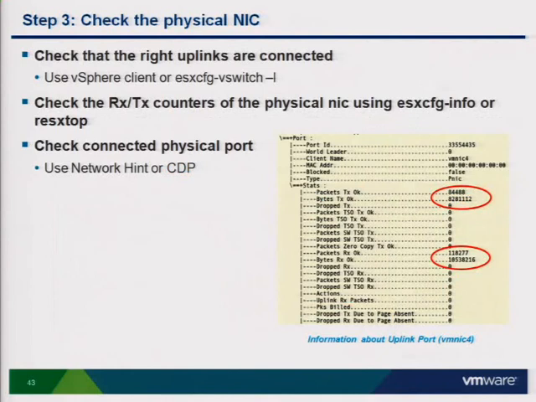So if you've managed to actually be able to talk to a VM on the same host that's connected to the same port group, then obviously you have a problem on the physical side. So check that the right uplinks are connected. You can use the vSphere client or esxcfg or vicfg-vswitch to identify that. Check the Rx/Tx counters for the physical NIC using esxcfg-info. I've tried to highlight the two particular fields of interest here. And also check that you're connected to the right physical switch and port. You can find that out by looking at the CDP info, or vMotion, or network hint to be able to identify that.